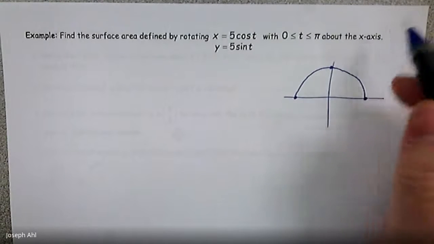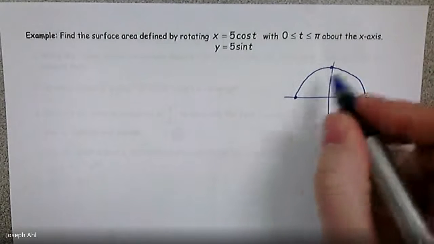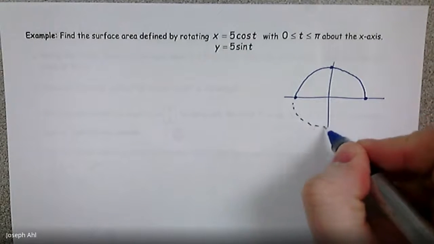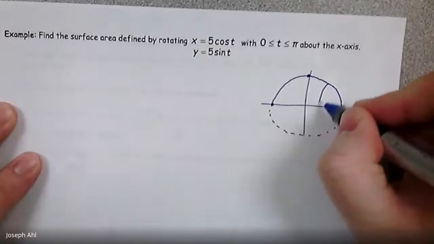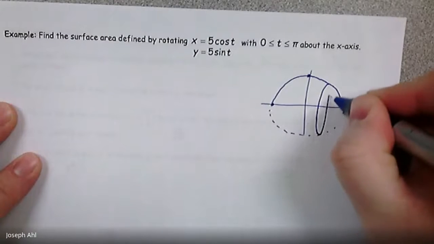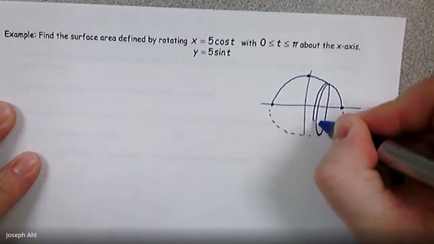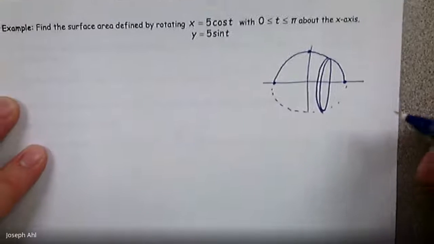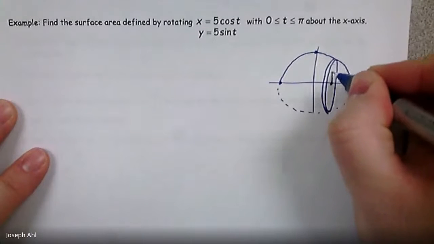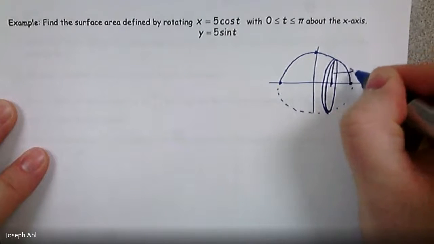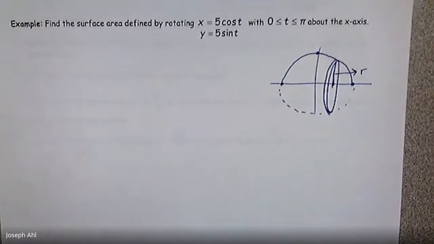So we're going to take that semicircle, take this curve and rotate it about the x-axis, and we're going to generate some surface area. So here's what we've got. We're going to take some slices, we're going to create some bands here. And for this particular band, we need to know what is the radius so we can find some circumference, okay? And then we're going to multiply that by the arc length there.